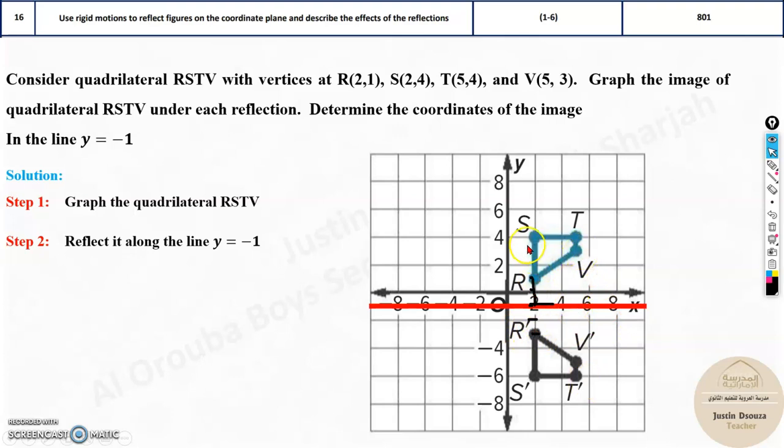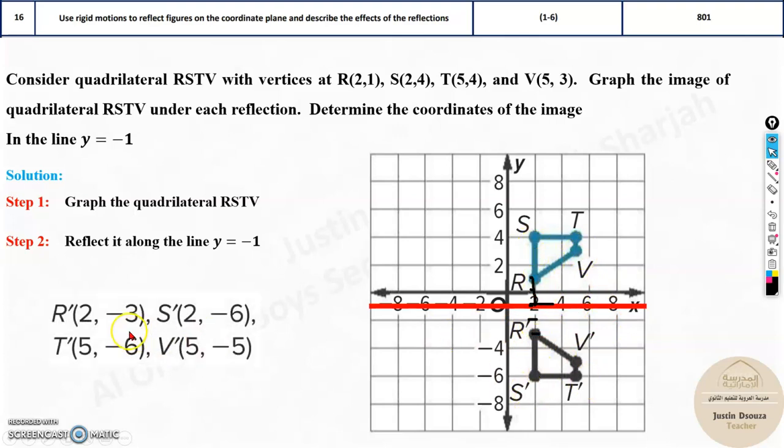Same thing with V, T and S, you need to have the same distance apart and you can figure out the coordinates. Since this is in part 2, which is your multiple choice question, you can directly find it out easily. How? Look at these coordinates and see what the plots are. R, S, T and V. First, you need to see which is the correct plot of RSTV. Just check them. Okay, this is 2, 1. Yes, this is accurate.